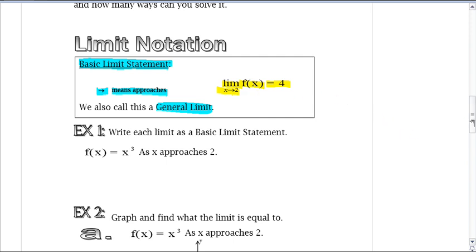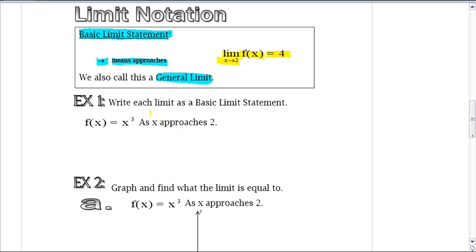Okay, let's take a look at our first example. It says, write each limit as a basic limit statement. Okay, great. Let me grab Mr. Green here. So basically we're going to write it as a general limit. Remember, general limit means the same thing as basic limit statement. The way I would write this is: limit as x approaches 2 of x cubed, and I'm not going to solve it. I just wrote the general limit or basic limit statement.